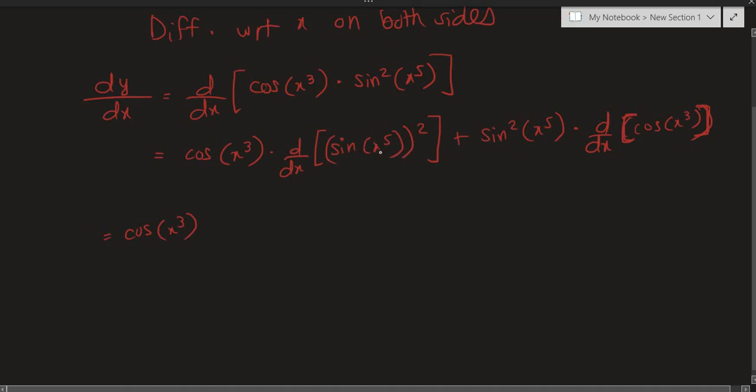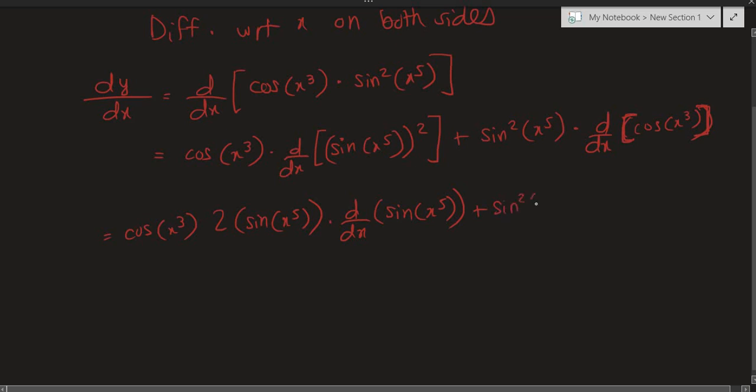So we have x squared. If you differentiate the function x squared, you have 2 times x, but instead of x we have the inner stuff that we promised to keep intact. So we have 2 times the inner stuff, sine of x to the fifth, times the derivative of sine of x to the fifth power. Okay, we'll do this in the next step while we look at the other side of the expression.